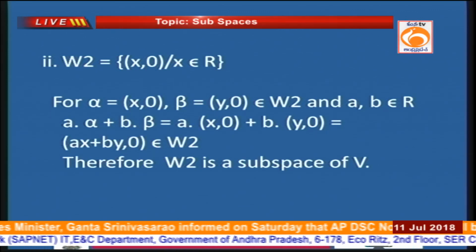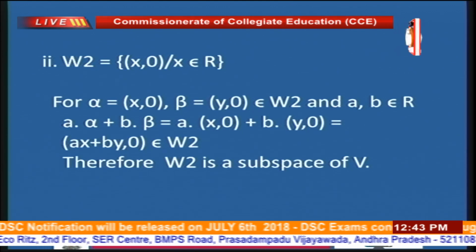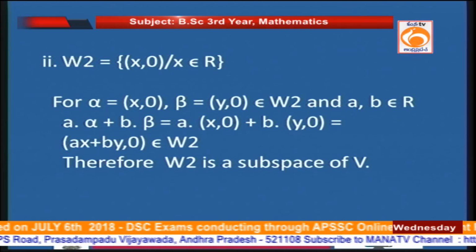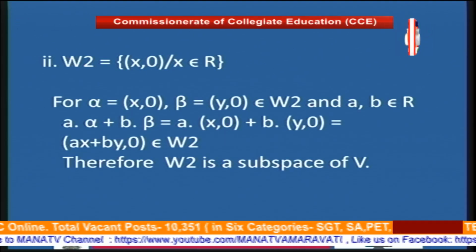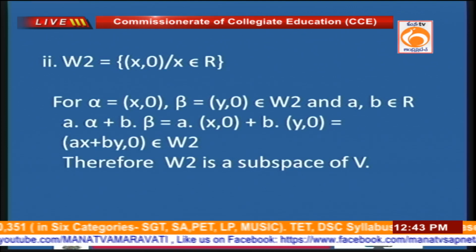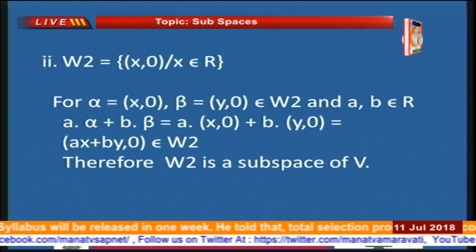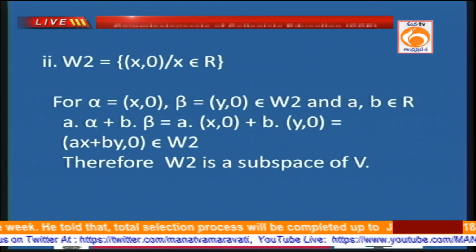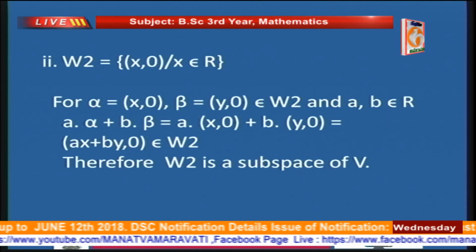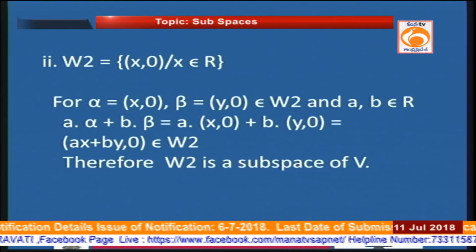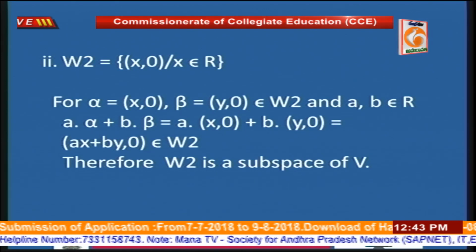Now, take W2, the set of all ordered pairs having y coordinate as 0. So, x comma 0 where x belongs to R. Now, let us see whether it is a vector space. So, we again use that necessary and sufficient condition which we proved just now. So, start with alpha and beta, where alpha is x comma 0 and beta is y comma 0 in W2, and take A and B in R. Now, verify the combination A dot alpha plus B dot beta, A dot x comma 0 plus B dot y comma 0. Use the definition of scalar multiplication and addition. So, that comes out to be Ax plus By comma 0.